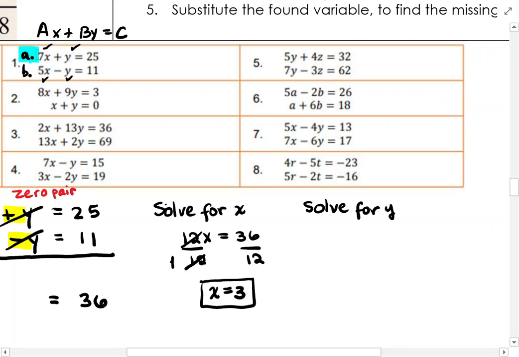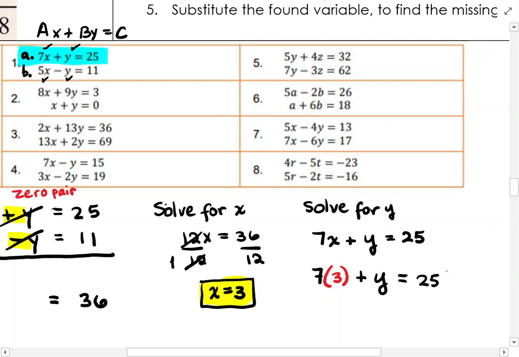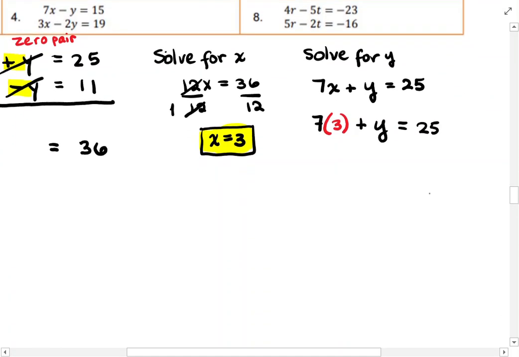Watch the blue highlight right here. I'm going to pick this one, okay? It doesn't matter which one you pick. So here we go, 7x plus y equals 25. But I already know that x equals 3. So 7 times 3 plus y equals 25. And I'm going to use my wonderful superpowers from the previous units where I taught you how to solve for a variable.